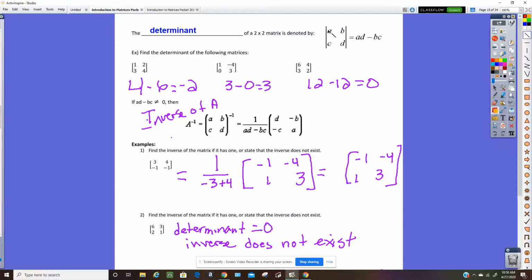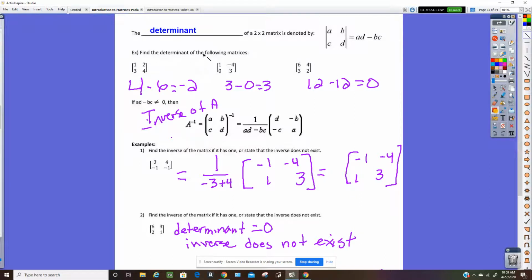It means the determinant, which means take the diagonals here, A times D. So you multiply this diagonal together and you subtract this one. So A times D minus B times C, or C times B. You can change this to CB, because I always do this, A times D minus C times B.